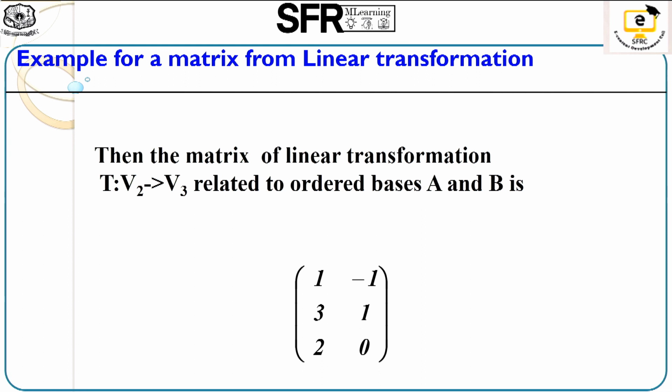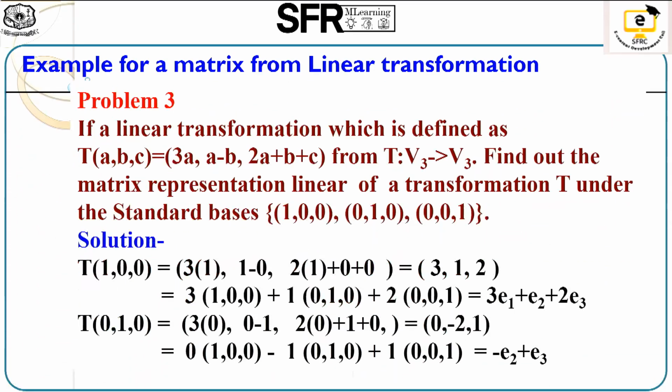Next we see the third problem, for example finding the matrix of a linear transformation. Here T of (a, b, c) is equal to (3a, a minus b, 2a plus b plus c). Here the transformation T is a function from V3 to V3.